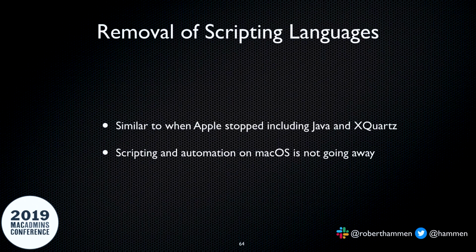This is not dissimilar to what Apple's done in the past when they pulled things like Java out of the OS and you had to go to Oracle to get it, or they pulled X11, the X Window System, out, and you had to get that separately. They still work. I don't believe that scripting and automation on macOS are going away. It's just the defaults are changing. If you have Python scripts as part of your setup process, you need to figure out how to get Python on those machines or ship the runtime with your scripts.